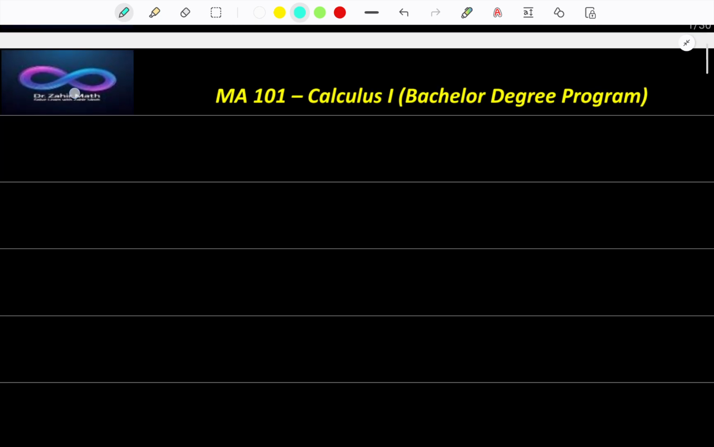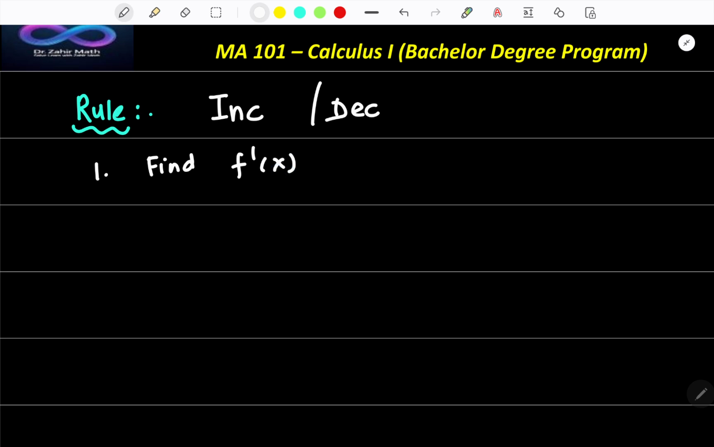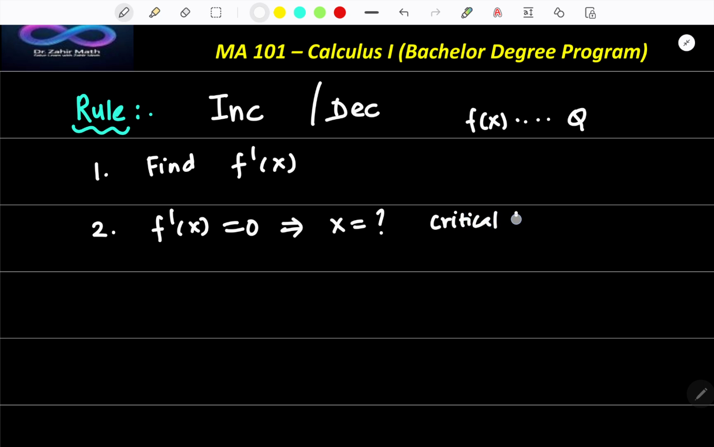First, I'm giving the rule of increasing and decreasing functions. Let me give it as steps. Step number 1: find f dash of x, because f of x will be given. This is your question. Step number 2: set f dash of x equal to 0 and find x. Already I told you in the last video, these are called critical points or critical numbers.